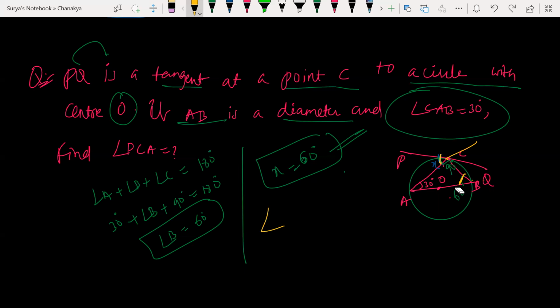So let me write PCB is equal to, or PCA, not PCB, PCB, not PCA. PCA will be equal to CBA, which means C is equal to B here. Yes or no? C is equal to B.